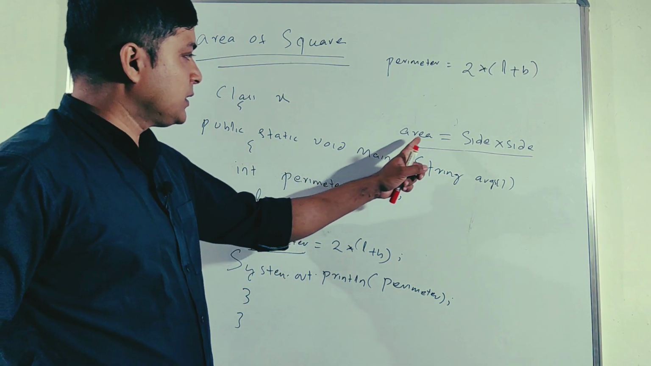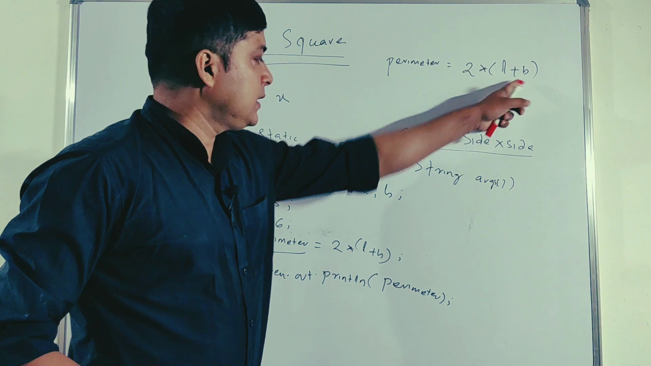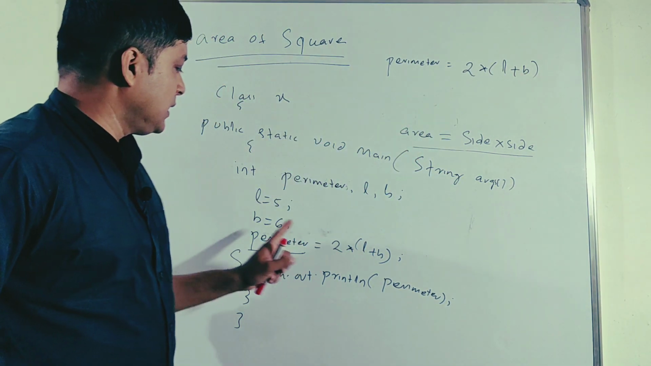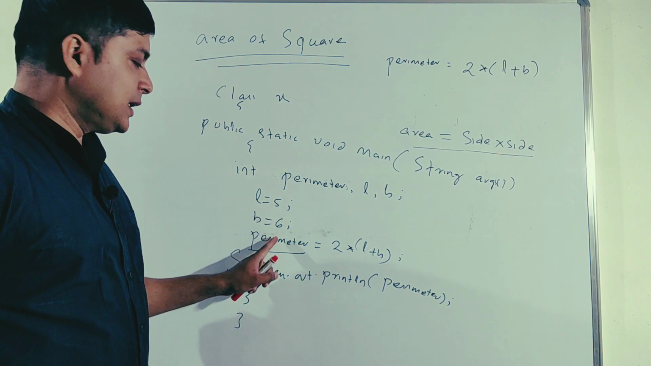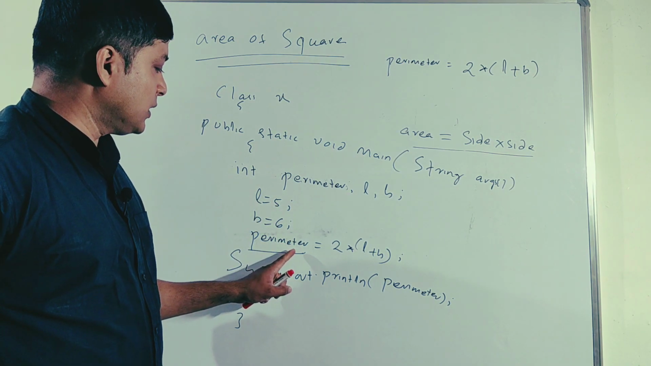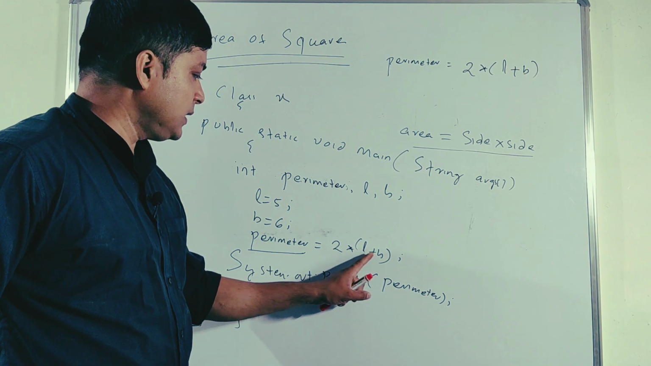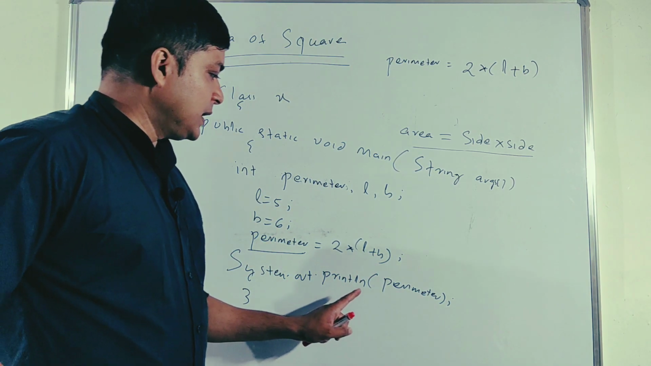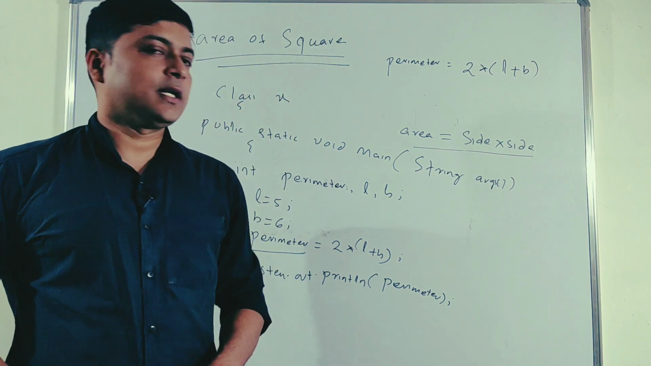First take three variables, perimeter, L and B. Then initialize the right side values, L equal to 5, B equal to 6, you can take anything. Then the full logic, perimeter equal to 2 into (L plus B). Then print the left side value, System.out.println perimeter. This way you can write a Java program.